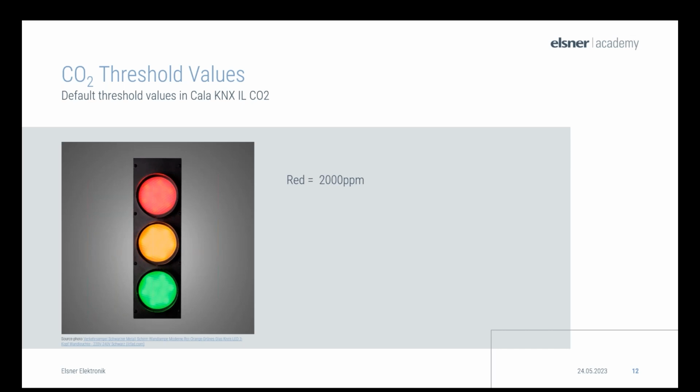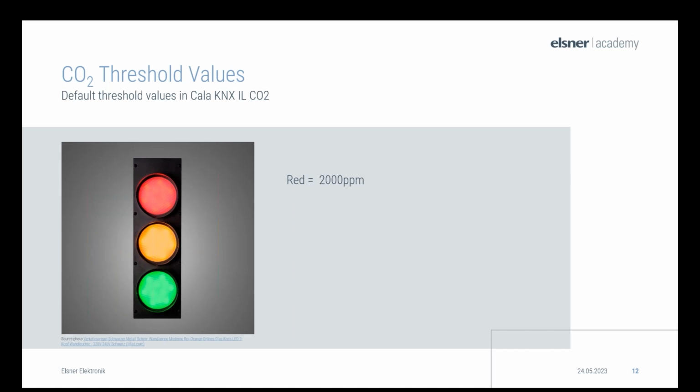We defined the threshold values as follows. The indicator light values are the ones that we set in the product when we manufacture it. So this is basically the basic settings. You can change those settings, of course, but more on that later.